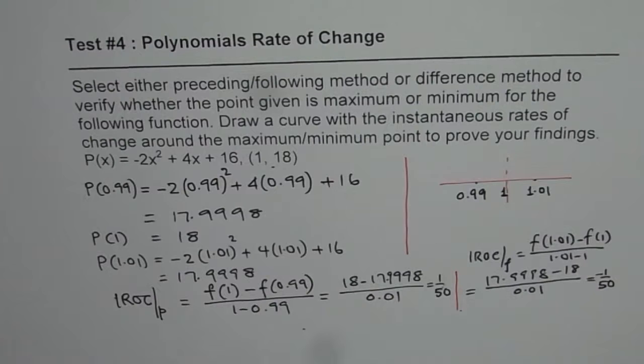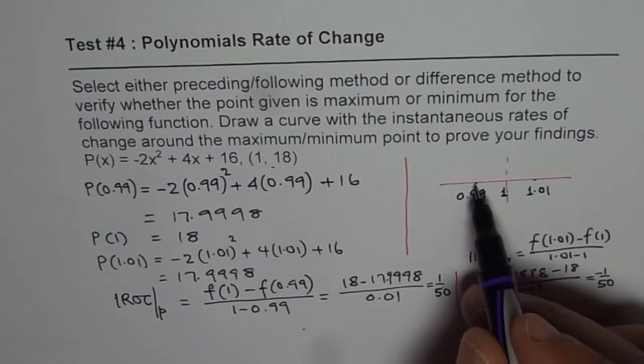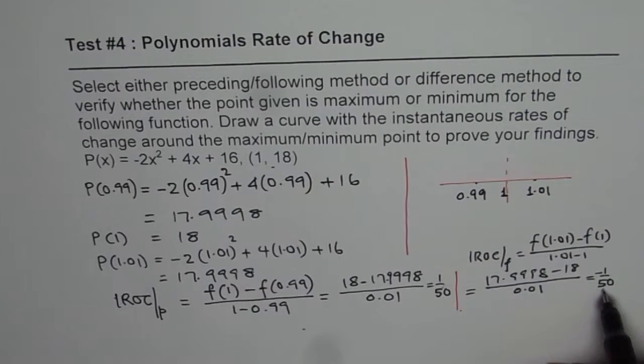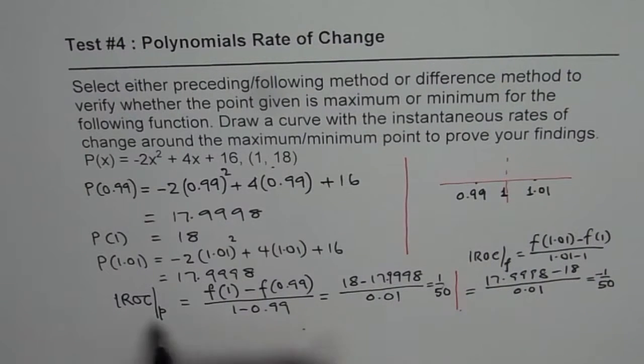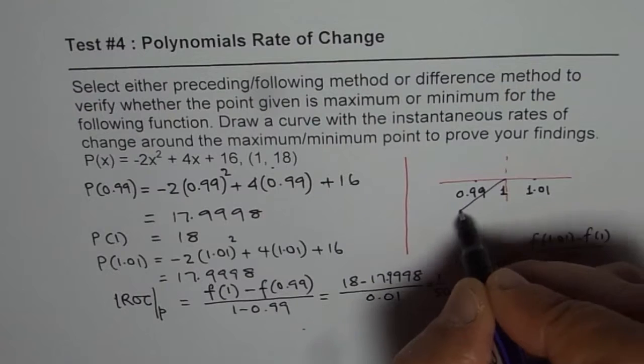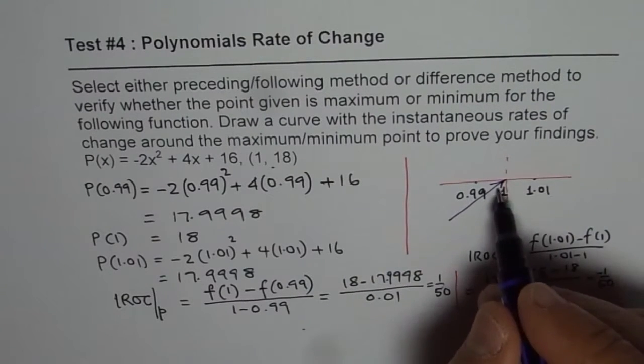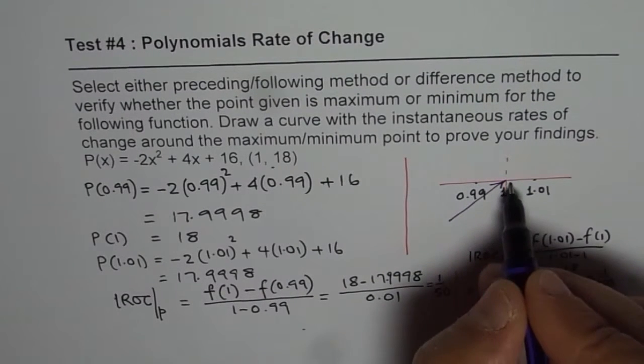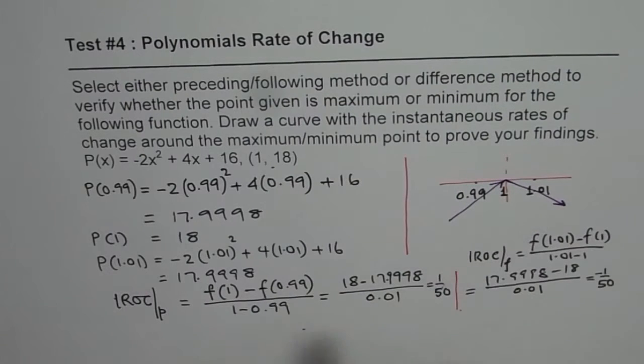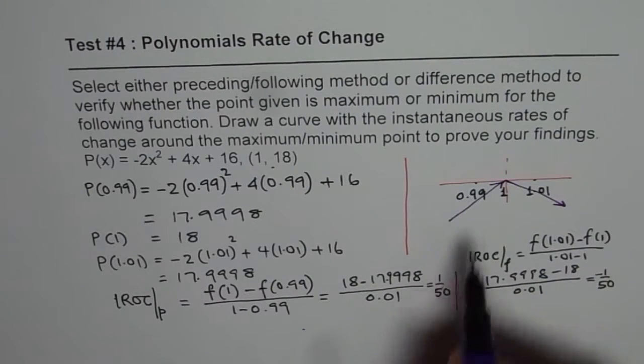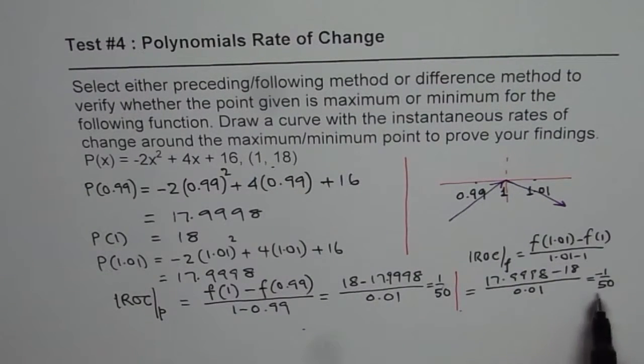So what we notice here is that the rate of change at a point on the left side is positive, right? That is the preceding one. So it's a positive rate of change here. But immediately after it is negative. So that's the rate of change. So in between, what is the rate of change? You add them, divide by 2, right?